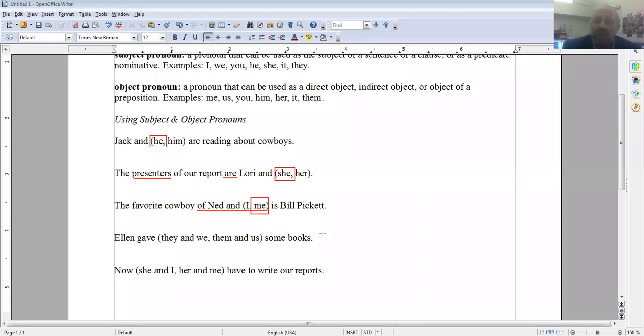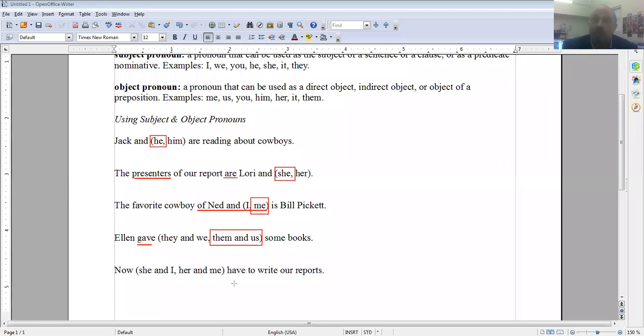Anyways, next one. Ellen gave they and we, or them and us, some books. Our verb is gave. Okay, the subject is Ellen. Ellen is giving books. Books is a direct object. And who she gives them to is the indirect object. So I have to use object pronouns them and us. Hopefully this is starting to make sense.